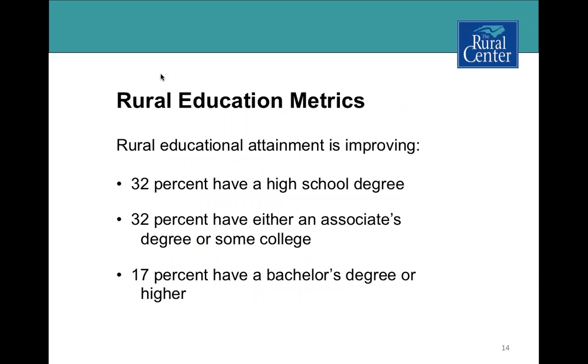Rural educational attainment is improving. We've got 32% who have a high school degree, 32% who have either an associate's degree or some college, and 17% who have a bachelor's degree or higher. I would note that the percentage with an associate's degree or some college has grown considerably in rural North Carolina over the past 10 years.